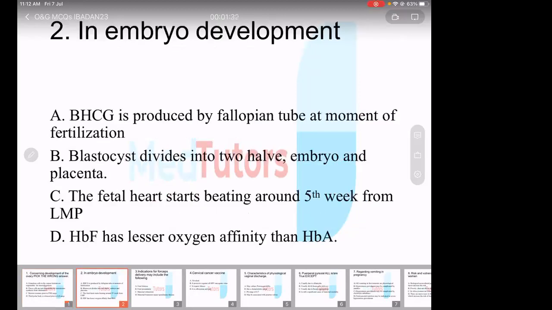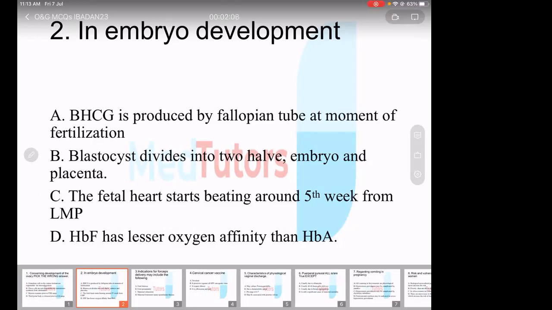Then second question says, in embryo development, A, beta HCG is produced by fallopian tube at the moment of fertilization. B, blastocyst divides into two halves, embryo and placenta. C, fetal heart starts beating around 5th week from last menstrual period. D, fetal hemoglobin has lesser oxygen affinity than hemoglobin A.